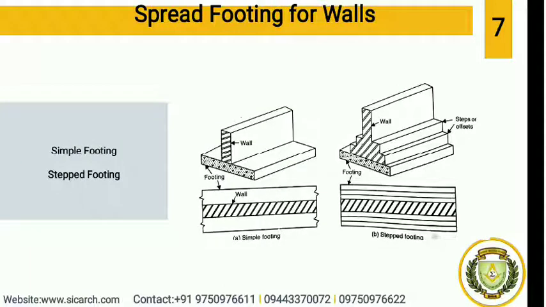Next is spread footing for wall. So, for wall, spread footing can be done in two ways: simple footing and step footing. In simple footing, we will have a wall and a concrete base which will run throughout the wall. In step footing, we will have a wall and we have a step base. Below the step base, we will have a concrete footing.